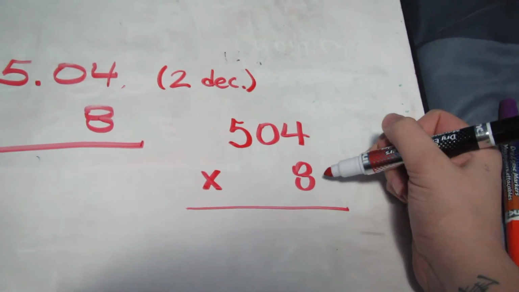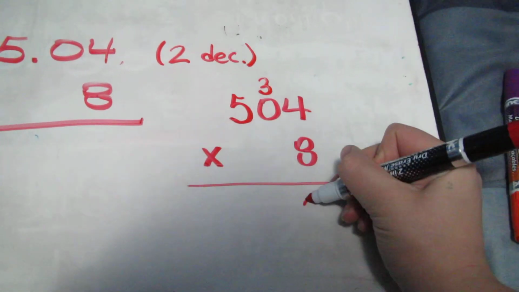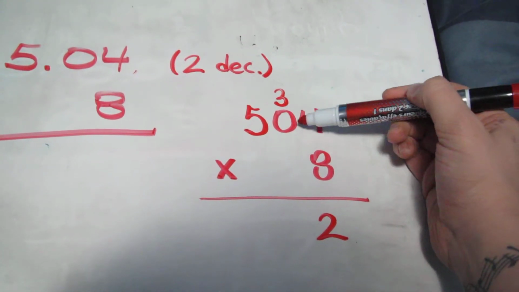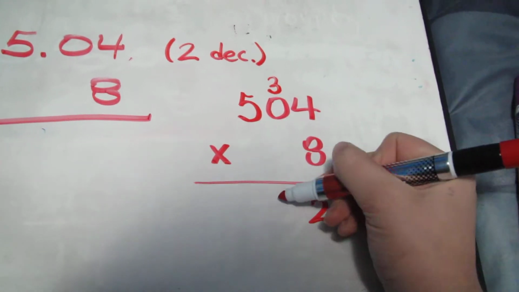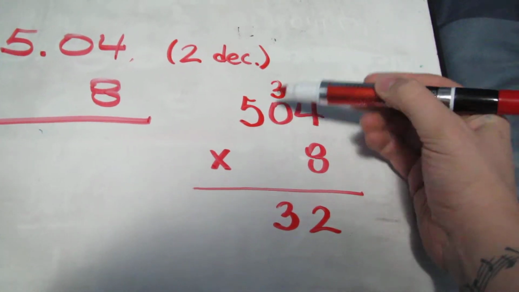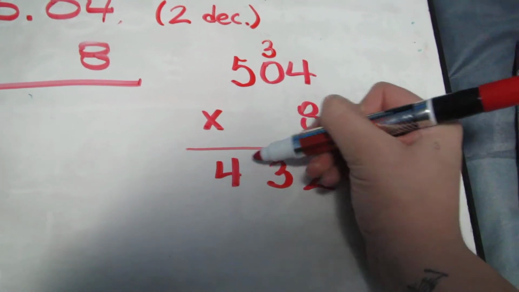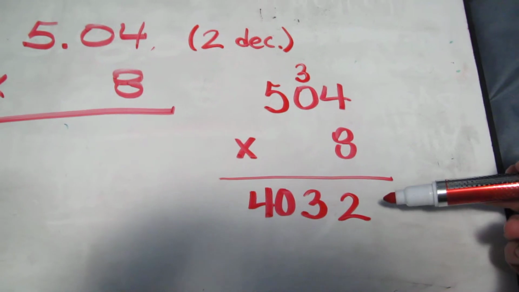So here I go with 8 times 4, which is 32. I'm going to do 0 times 8, which is 0, plus 3, 3. And 5 times 8, 40. So I'm left with 4,032.